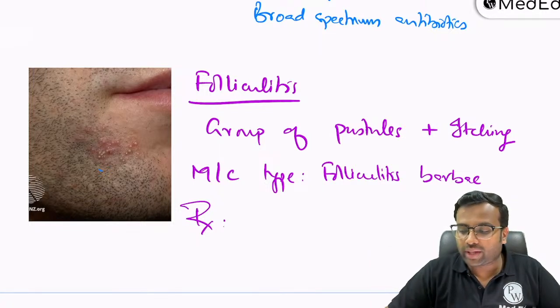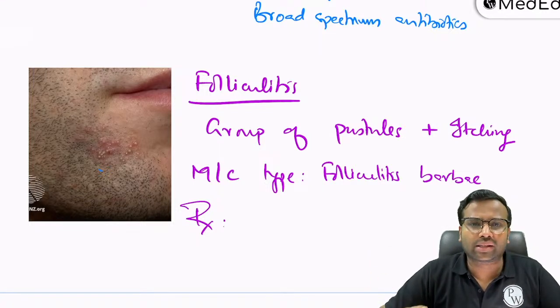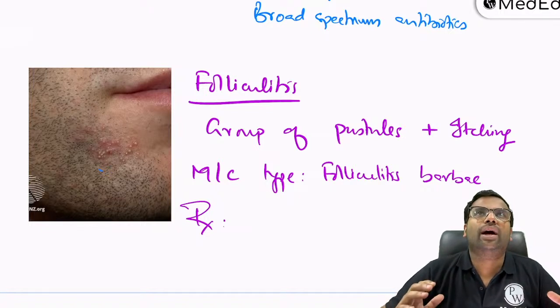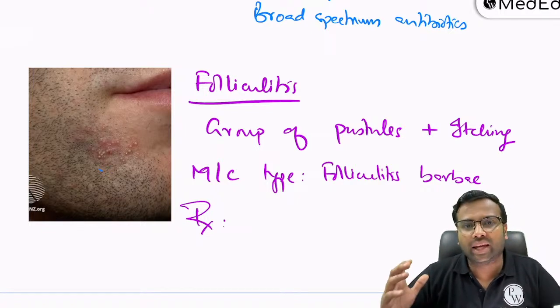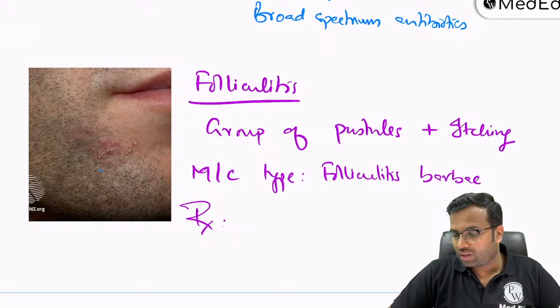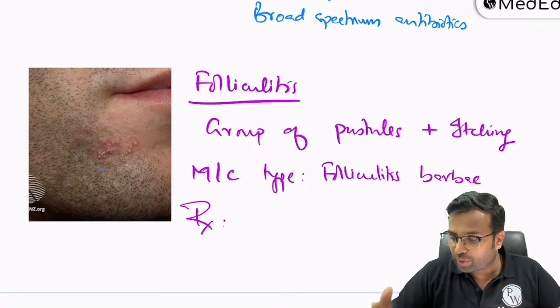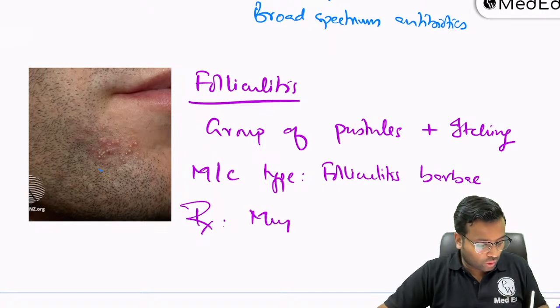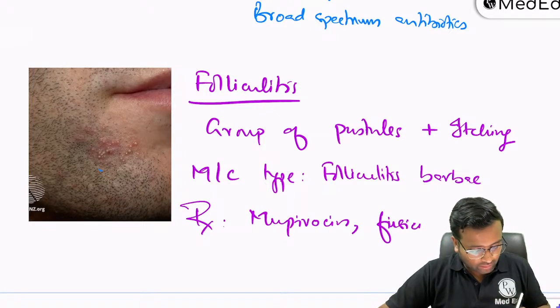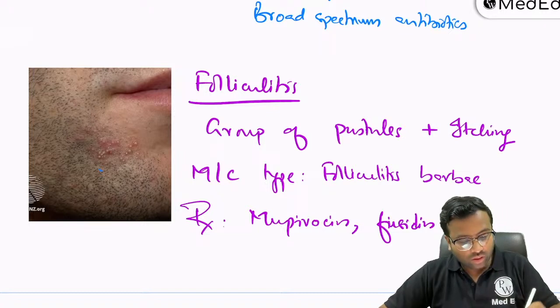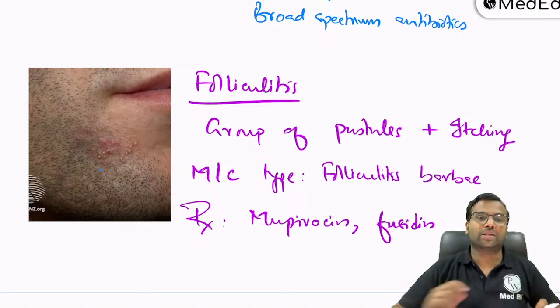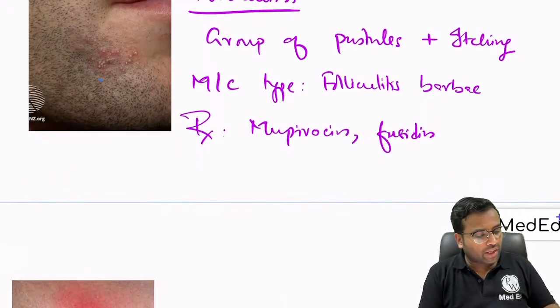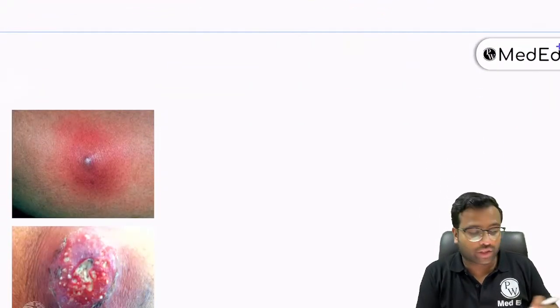How are you going to take care of a folliculitis? Or just tell me the name of any antibiotic topical agents. Very good. Mupirocin, fusidic acid, all those things. Excellent. So mupirocin, fusidin, etc. All those things can be used. Amazing. Great answers. Okay. So all these are going to be different types of bacterial infections.